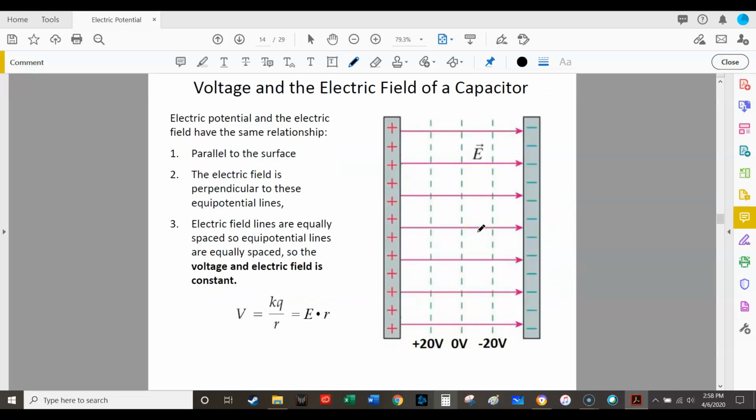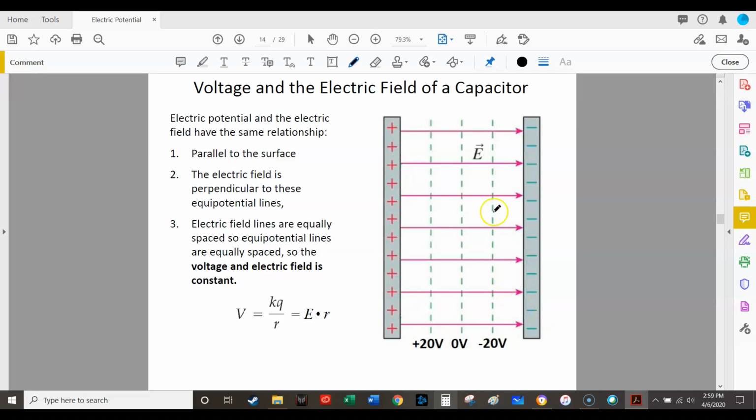On another type of object, this is a capacitor, and we've looked at capacitors before. You have a line of positive charge and a line of negative charge, and you'll have a very homogeneous electric field, a constant electric field. That means since the electric field lines are equally spaced, the voltage lines will be equally spaced, because the surface is not curving or anything like that. So here you have the highest voltage, which is 20 volts. This is 0 volts, and then negative 20 volts. As we get closer to the negative plate, you drop down in voltage.